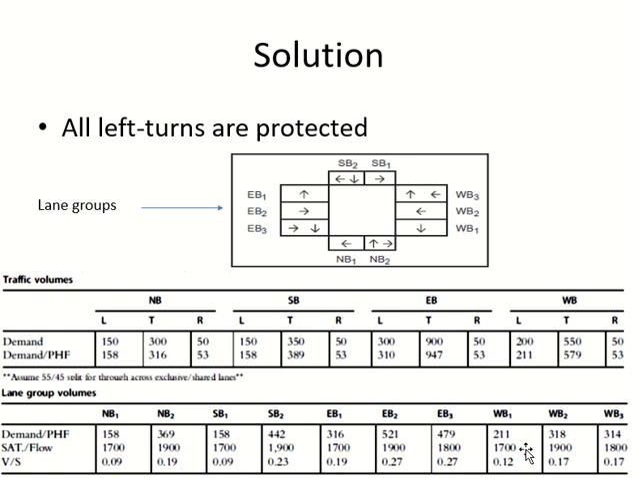Now WB2. Total through was, where is it? Total through is 579. 55% will go in WB2. So 579 times 0.55 gives you 318. And then WB3 is this one plus the right turning. Right turning is 53. And how much is this? 45% of 579. Clear? So this is the next item.